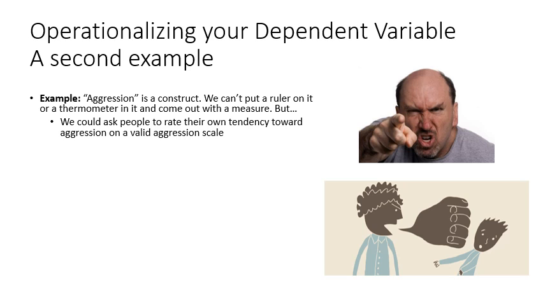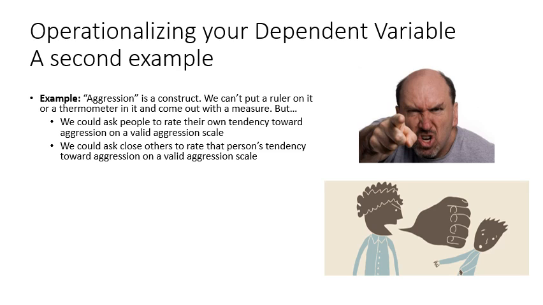It's a construct. We could do self-report again, ask people to rate their own aggression on a valid aggression scale, but this might not go that well. Sometimes people aren't aware that they're aggressive. We could ask close others to rate that person's tendency toward aggression on a valid aggression scale. Like if the person is aggressive and wishes they were not so aggressive, maybe they would give permission and names of 5 people who are close to them, and those people could rate the aggression of the individual.